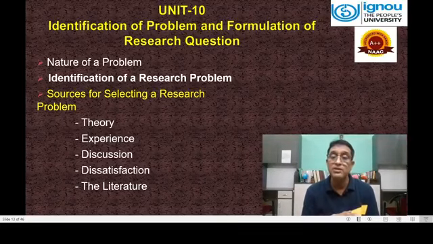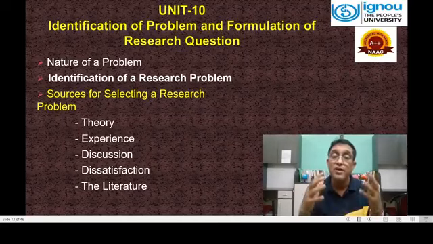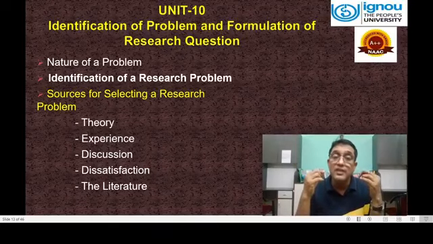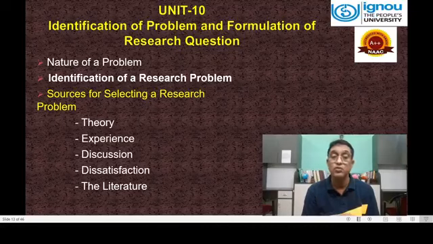Then experience of the researcher. Friends, you are the researcher, you have a lot of knowledge, you have good understanding, because every day you are studying the material, you are gaining more and more experience, you are dealing with situations. So that's why the researcher's own experience is also one of the sources for selecting a problem.